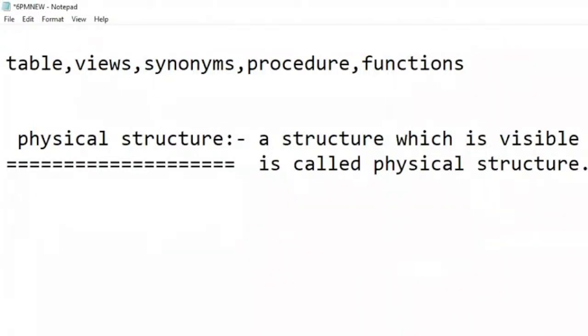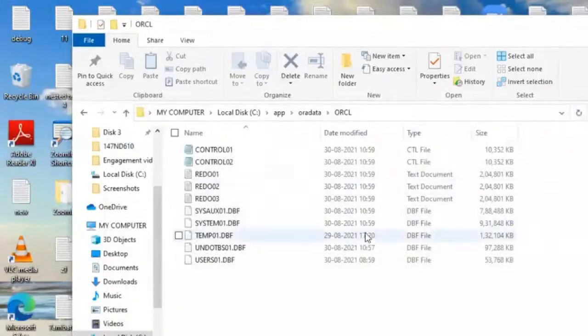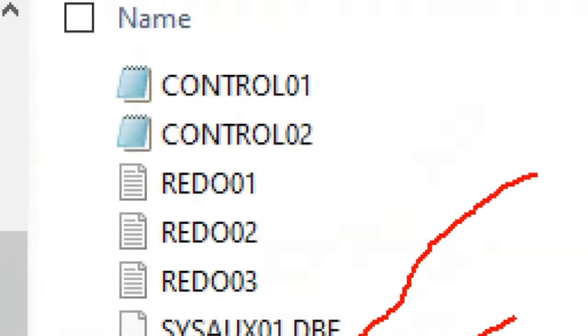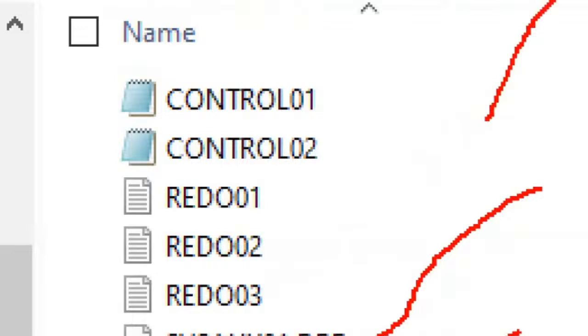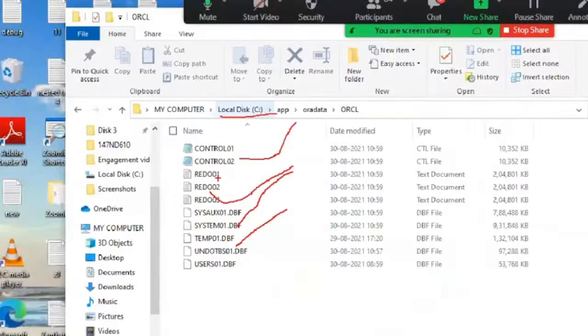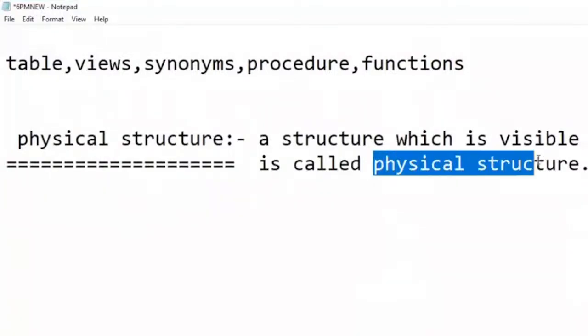Observe here, whenever I'm installing Oracle software, some files are automatically created on the disk, in the C drive or D drive. These are data files, .dbf files. What is this? You don't have an idea; later you will be familiar. There are control files and redo log files. That's why a structure which is visible in the operating system, maybe some files are visible, is called a physical structure.